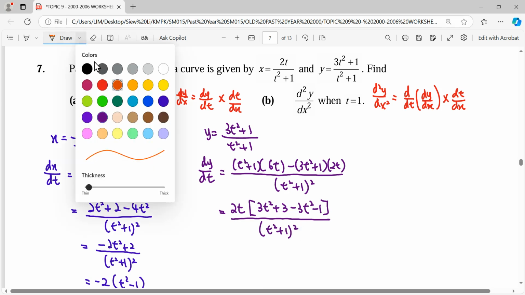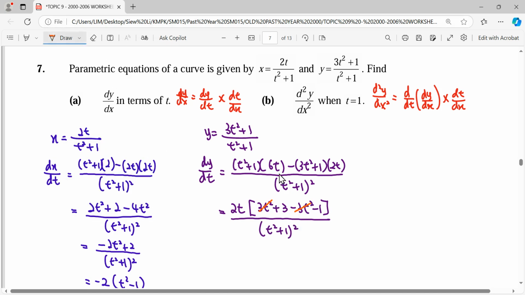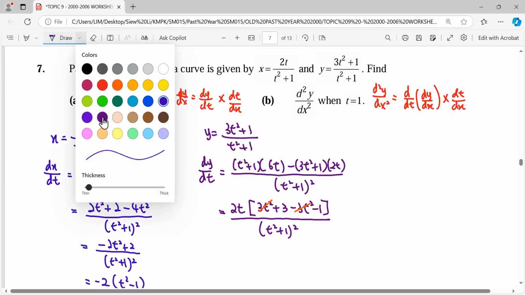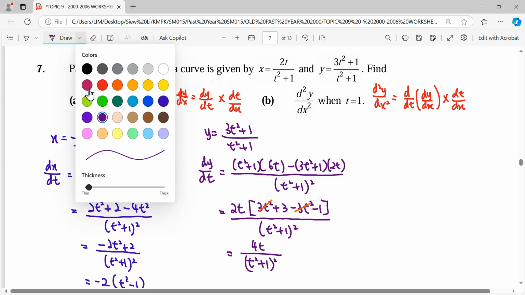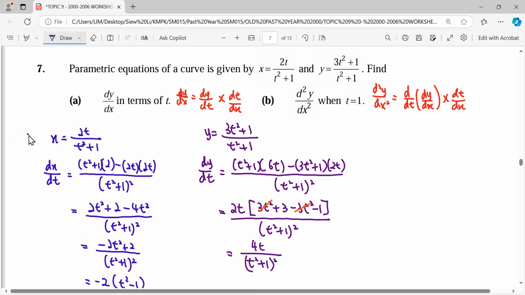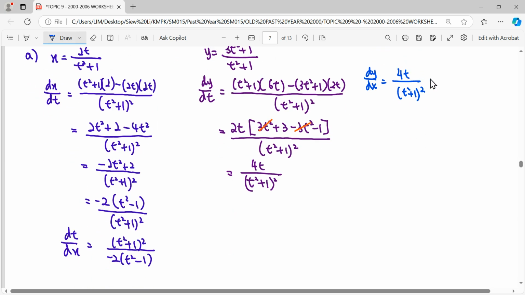And you can notice that t squared minus 3t squared equals 0. Then we continue. 3 minus 1 equals 2, and 2 times 2 equals 4. So this is part A, to find dy/dx. So dy/dx will be dy/dt times dt/dx, so times this one, dt/dx.